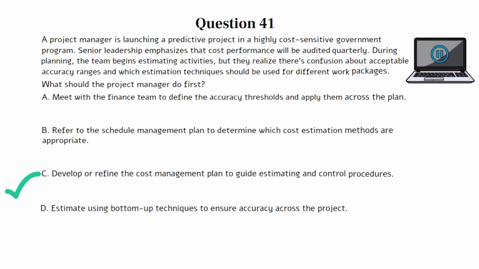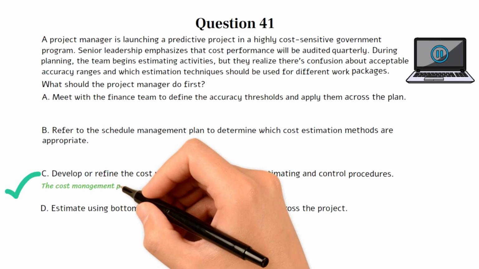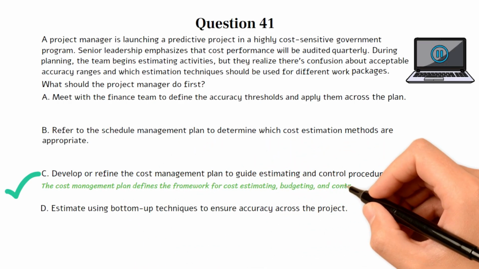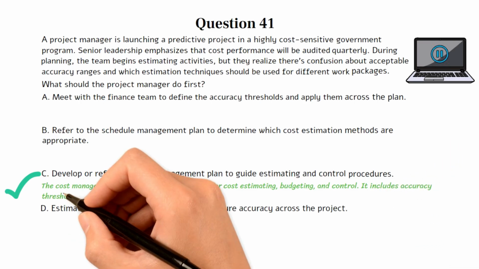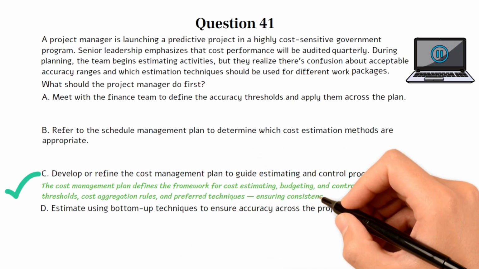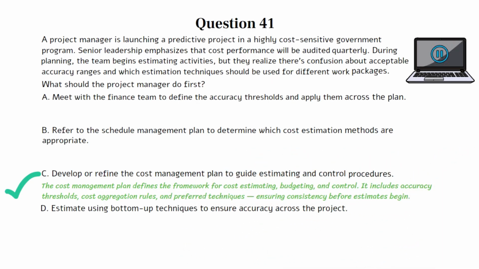This question tests your understanding of cost management planning in predictive environments, especially when establishing rules for how costs will be estimated, managed, and reported. Choice C is the best option because the cost management plan defines the framework for cost estimating, budgeting, and control. It includes accuracy thresholds, cost aggregation rules, and preferred techniques, ensuring consistency before estimates begin.